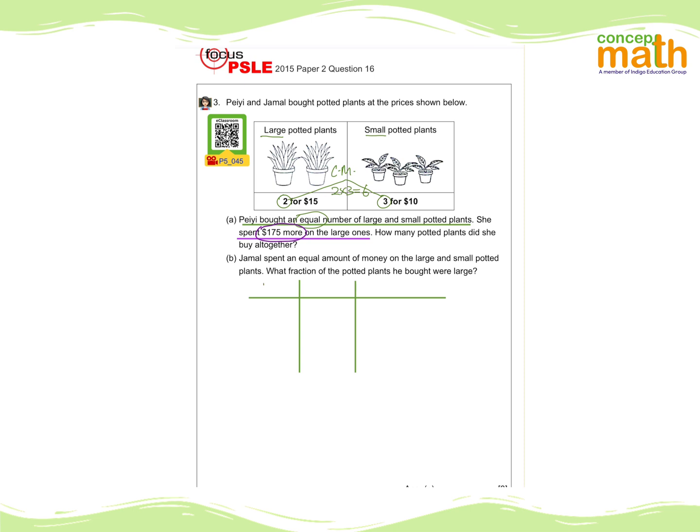For the GT table, let's label the groups, the each, and the total. Under the groups, we have the large and small potted plant. Under the each, we have to work out the cost of each potted plant, and then we multiply them, you get the total cost of the potted plant.